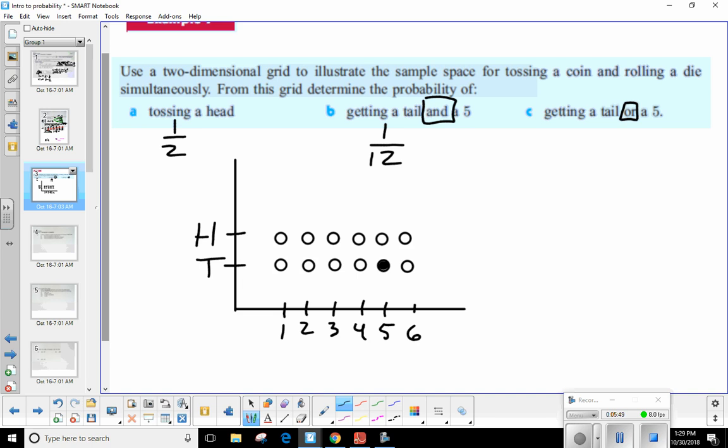And our last one here, getting a tail or a 5. Well, what does that or mean? Union. That's the union. Okay, so getting a tail or a 5. What do you guys think? That would be 7 out of 12. Yes. Very good. Is everybody okay with those? How many people had all 3 of those right? Okay. So for the people whose hands are not going up, is there anything I can do to help?